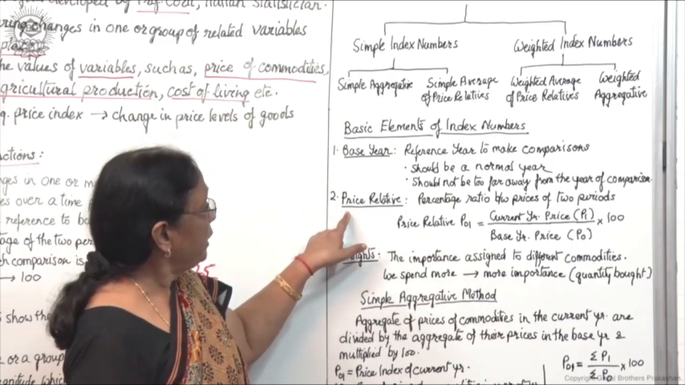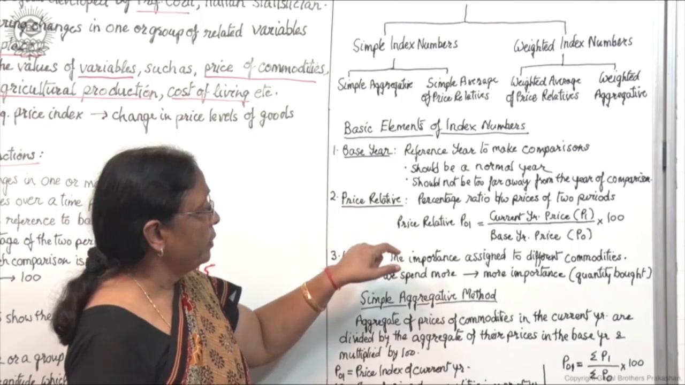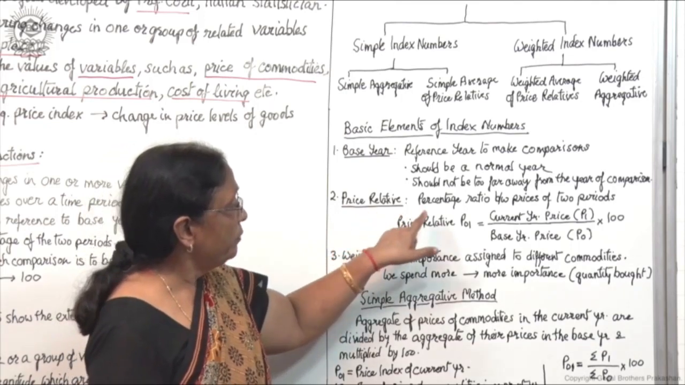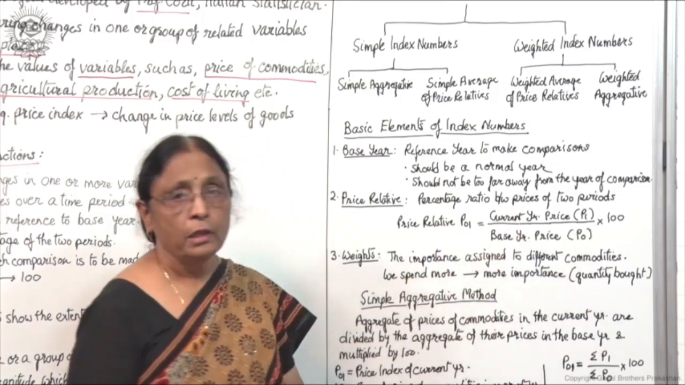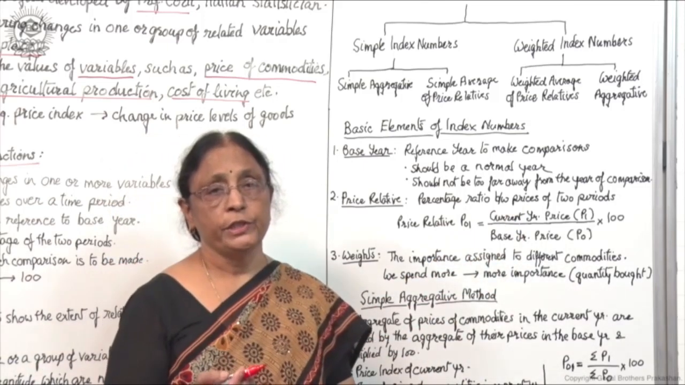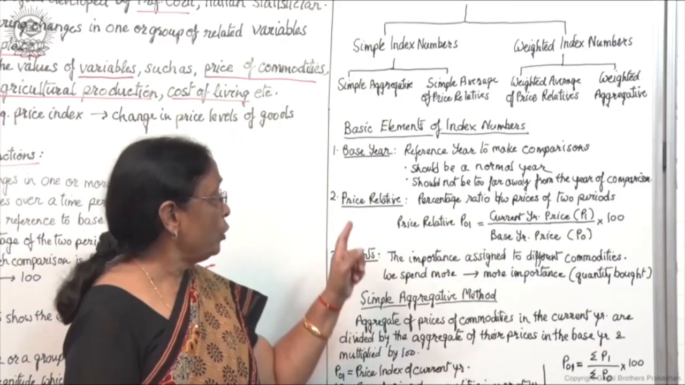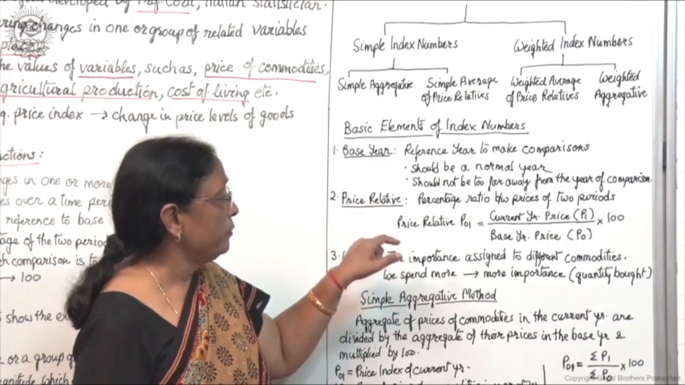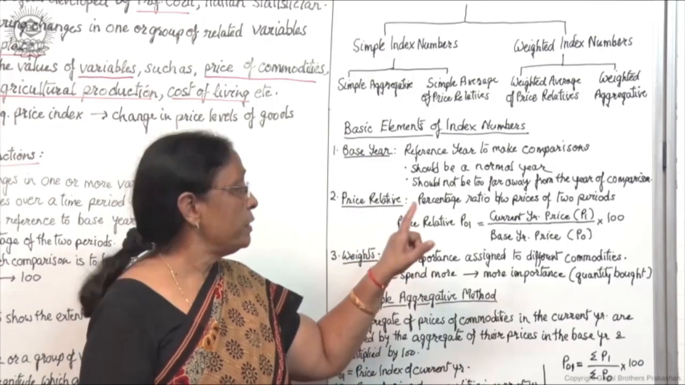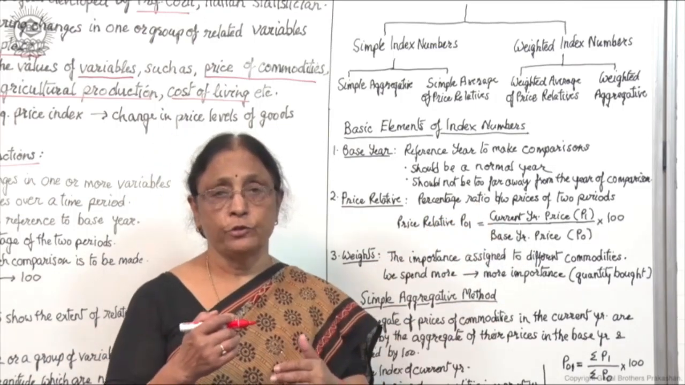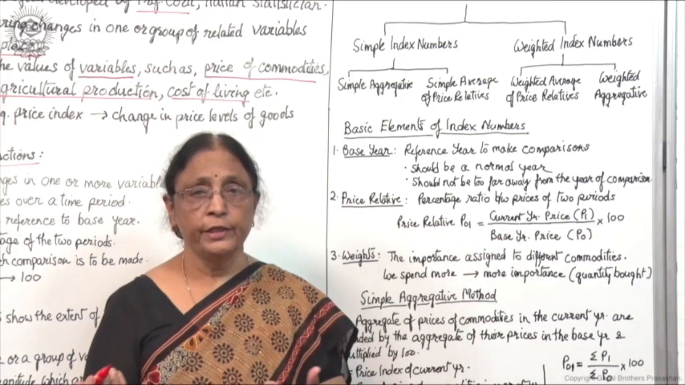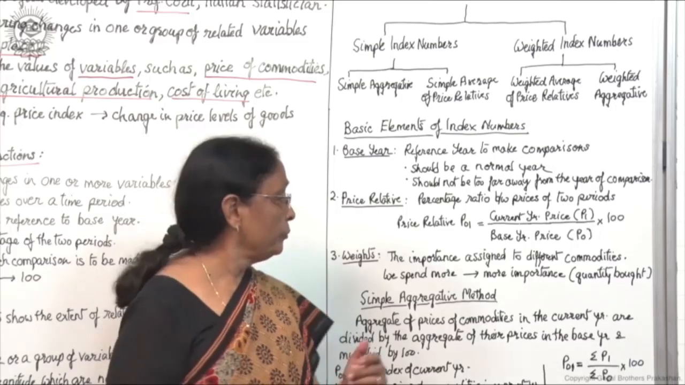Now the second element is price relative. What is price relative? Percentage ratio between prices of two periods. That means for doing the calculation, a basic element is that you have to calculate the price relative, and price relative is the percentage ratio between prices of two periods. Two periods, you know, that is the current year and the base year.